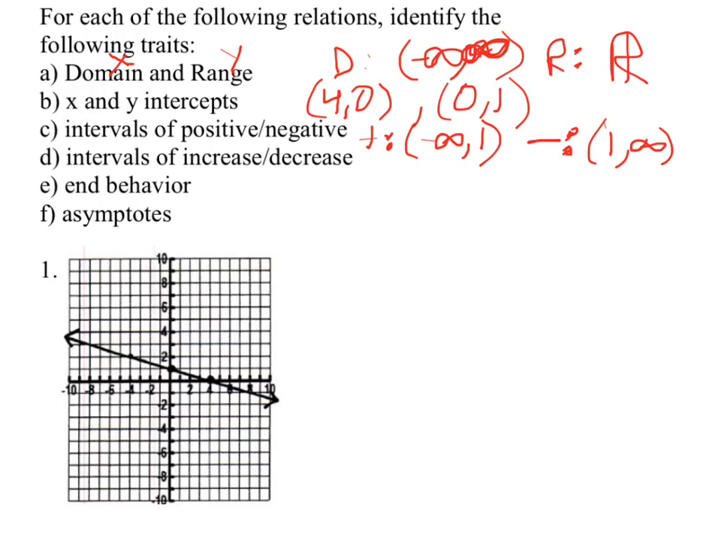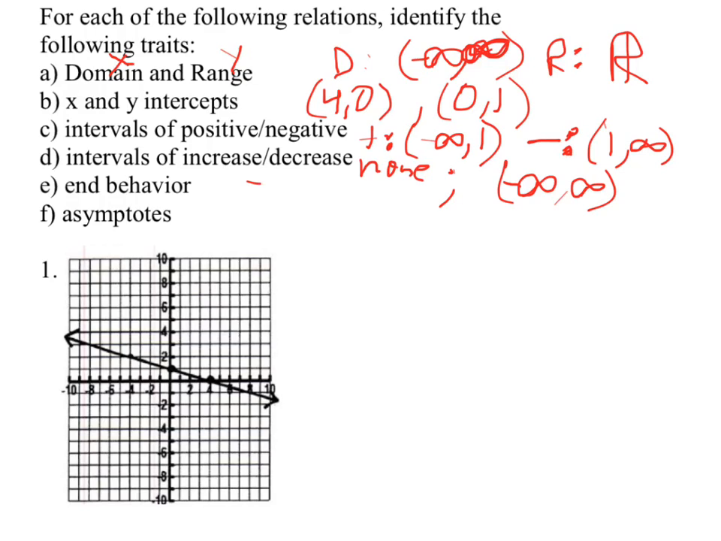The increasing interval would be where the slope's positive. Well, it's not positive at all, so there's no interval of increasing. But there is an interval of decreasing because it's decreasing everywhere, which is from negative infinity to infinity.